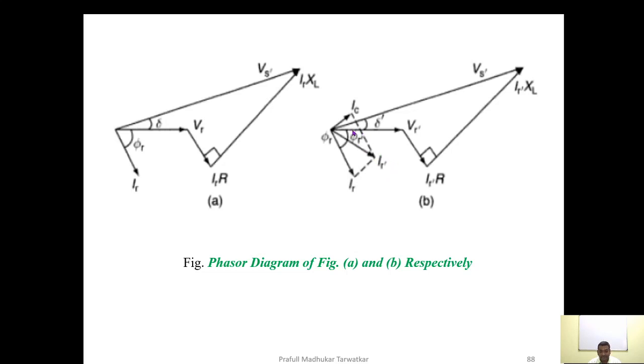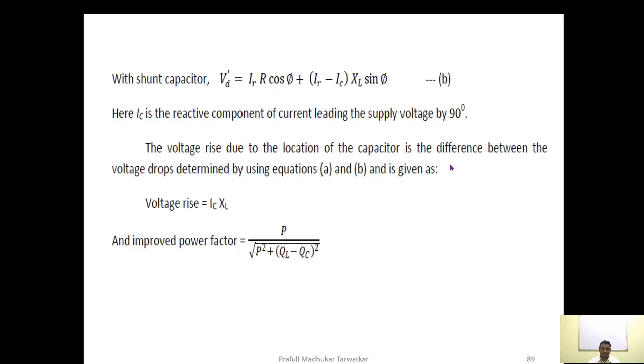Now see, this is the resultant phase difference between VR dash and IR dash, this one only. Initially the angle was this one, now the angle is this much. That means the phase angle is reduced, so cos of phi is increased. That means overall improvement in the power factor. Just by addition of this capacitor, the net power factor is improved. The same is explained here.